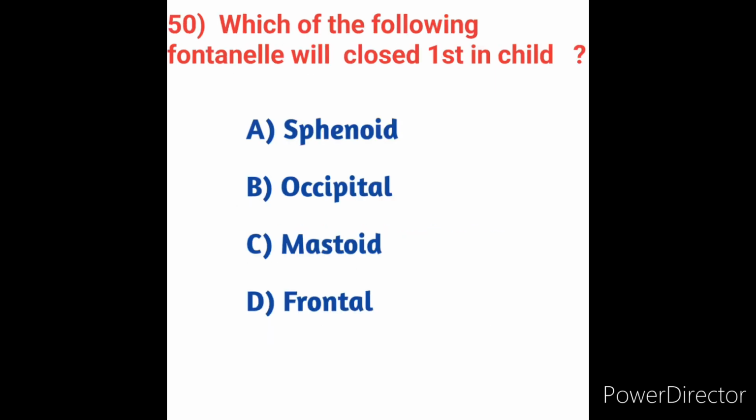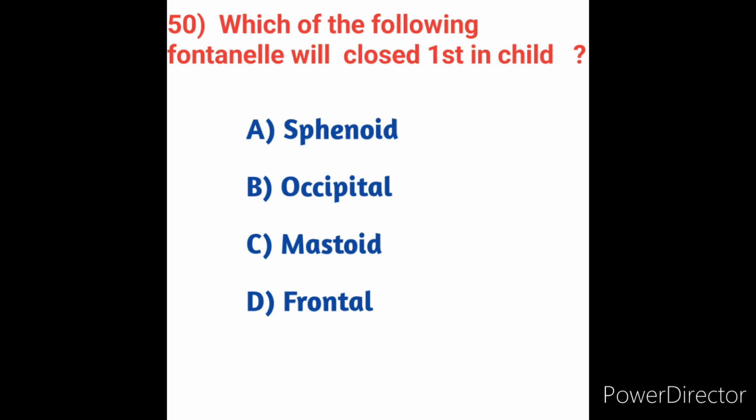Next we will move on to question number 50. Which of the following fontanelles will close first in children? We will see the options here. Option A, sphenoid. Option B, occipital. Option C, mastoid. Option D, frontal.